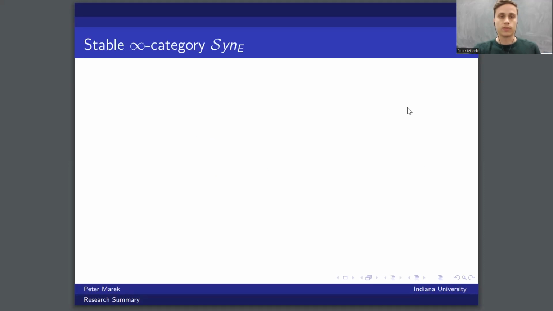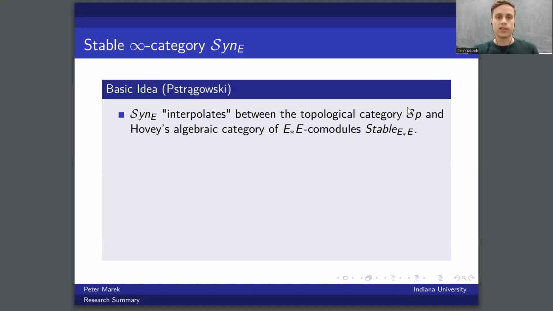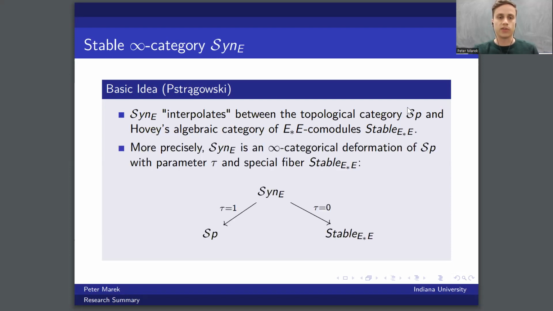Okay, so the basic idea of synthetic spectra, due to Pstragowski, is that synthetic spectra interpolate between the topological category of spectra and Hovey's algebraic category of E star E comodules, stable E star E. More precisely, how we would say this is synthetic spectra are an infinity categorical deformation of spectra with parameter tau and special fiber stable E star E. And we sort of think of this as a diagram below, where if you tau localize, or in other words, set tau equal to 1, you land in spectra. And if you take a cofiber of tau, or tau equals 0, you land in stable E star E.